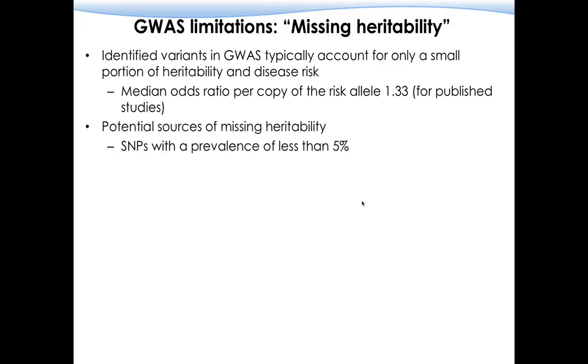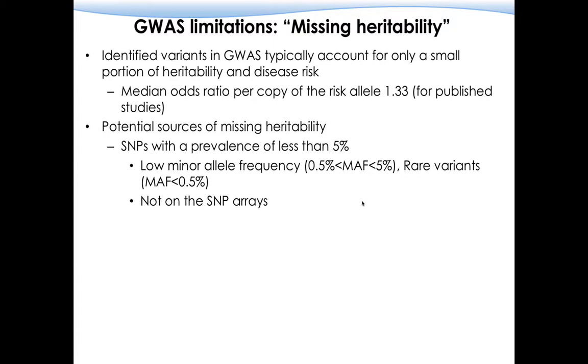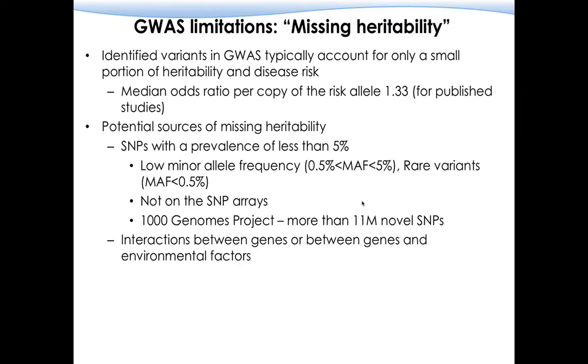Okay, and why is that? There are many different types of interpretations. What are the other factors that contribute to disease heritability? There are many SNPs that are much less frequent, less than 1%, and they are not profiled on the SNP arrays. And actually in the Southern Genomes Project, people identified over 11 million novel SNPs, and those are not on the SNP arrays.